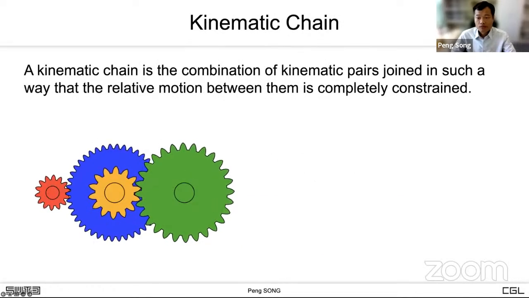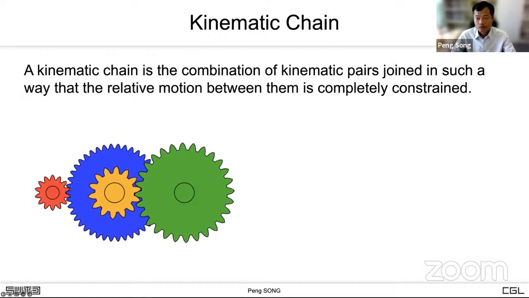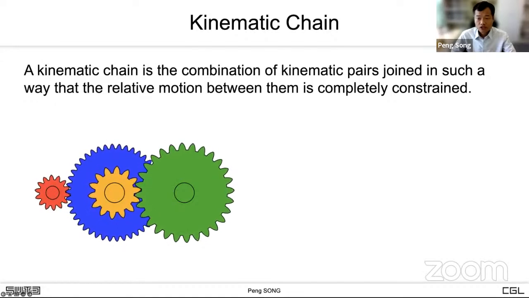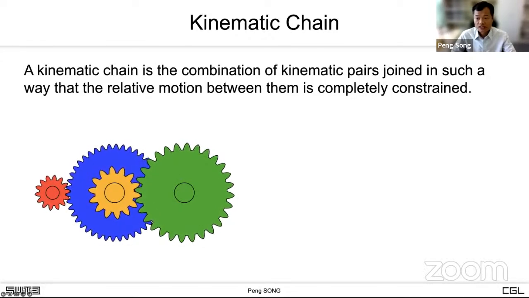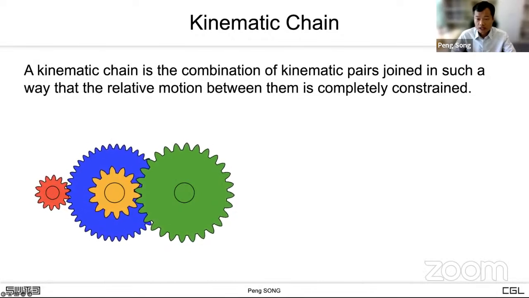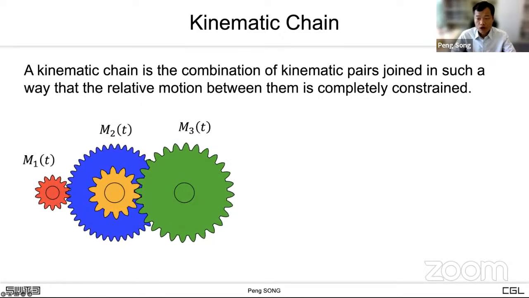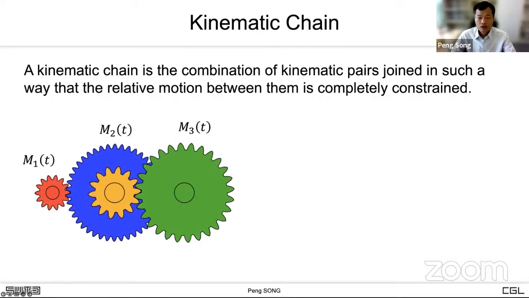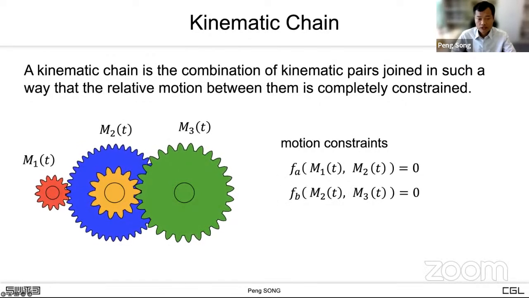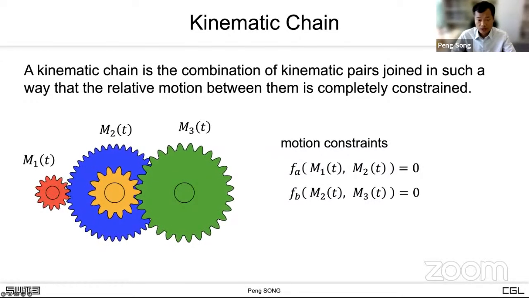We can combine multiple kinematic pairs to form a kinematic chain for transferring more complex motions. A kinematic chain is the combination of kinematic pairs joined in such a way that the relative motion between them is completely constrained. Here we show a kinematic chain with 3 parts and 2 joints. We can write the motion constraints for each joint: F_A(M1(t), M2(t)) = 0, and F_B(M2(t), M3(t)) = 0.